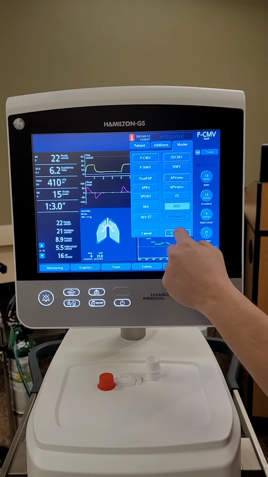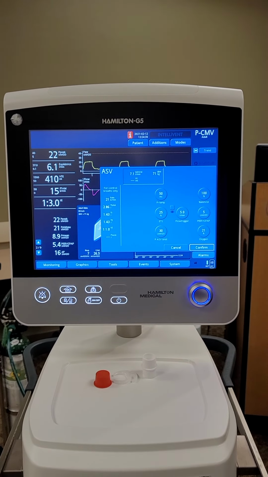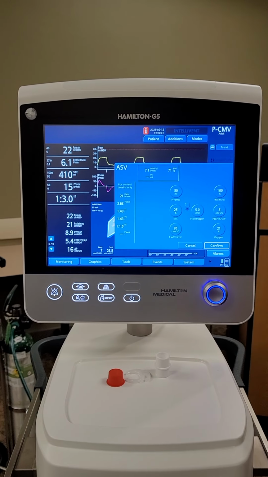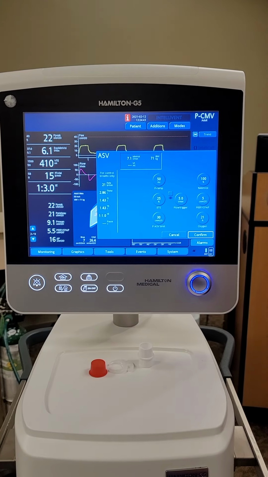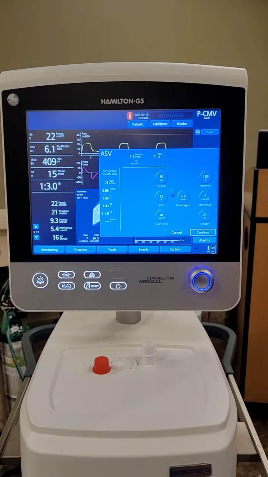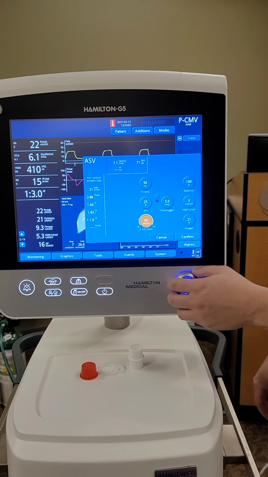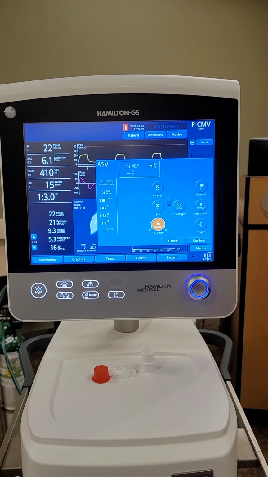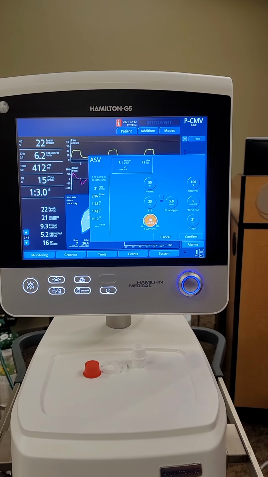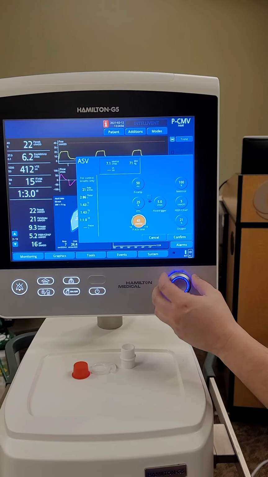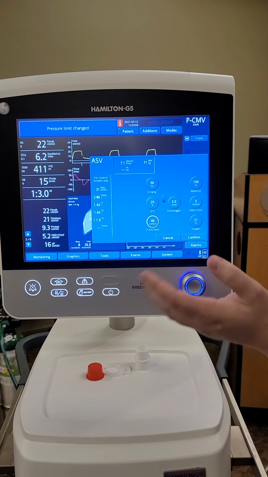So if I click ASV, what safety things do we have to have? I have to absolutely 100% have my patient's height entered correctly to use this mode. This is the most pressure I'm going to allow for whatever tidal volume it picks based on what's going on with these lung mechanics. So if you want it to be able to go up to 40, you can do that.